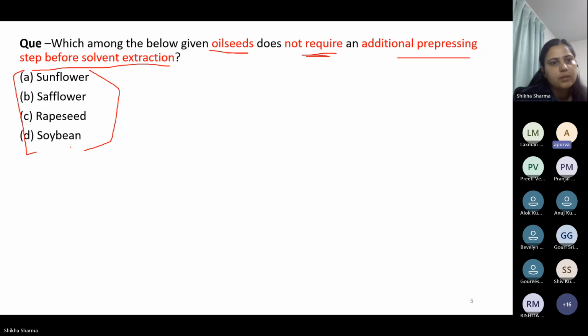Soybean, ma'am. A. Soybean and sunflower. We got A and D. Safflower. Soybean. B, ma'am. B, safflower.